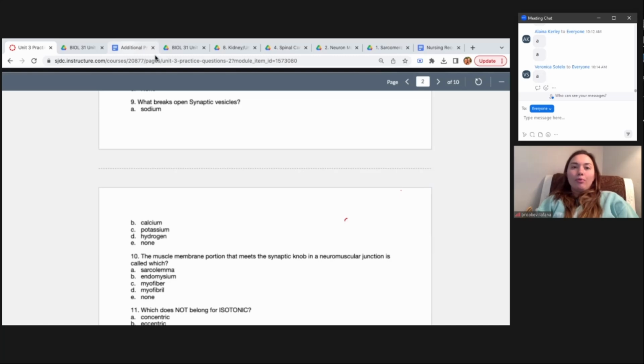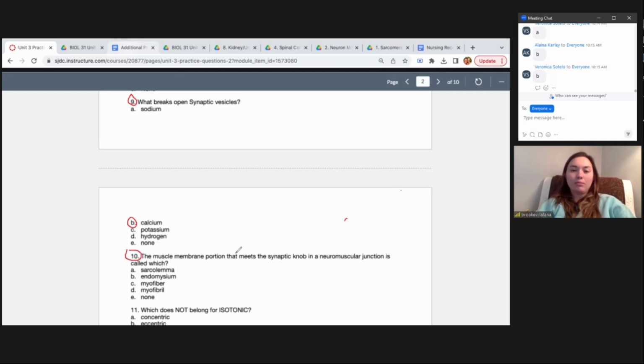Question 9. What breaks open the synaptic vesicles? Good. Calcium. Very good. So calcium enters into that synaptic knob from the extracellular environment, breaks open those synaptic vesicles so that the neurotransmitter is released.